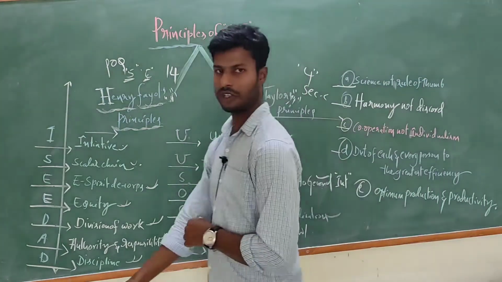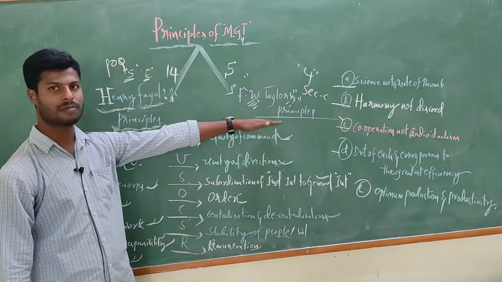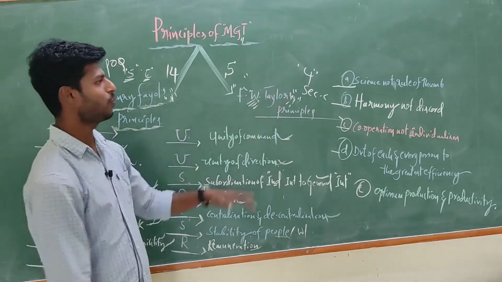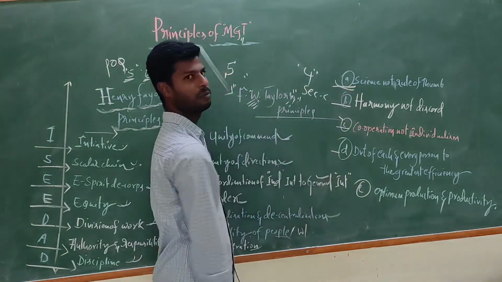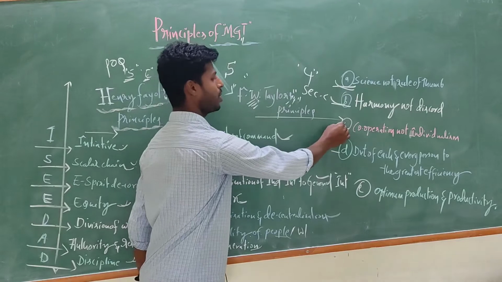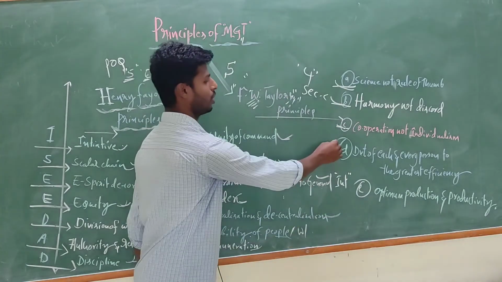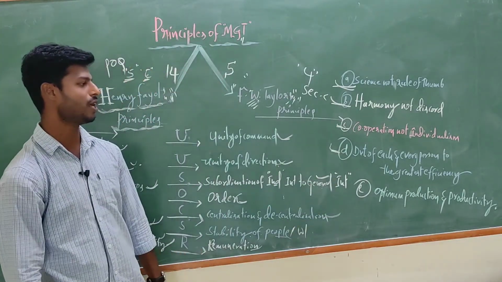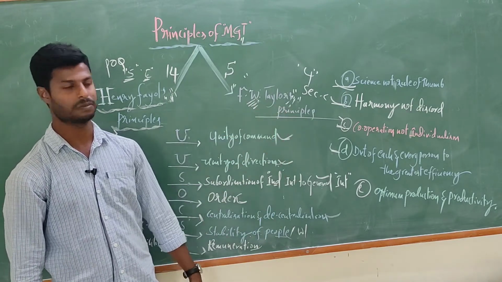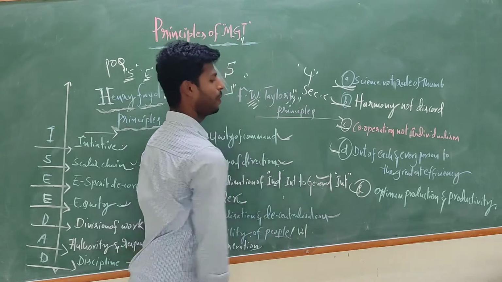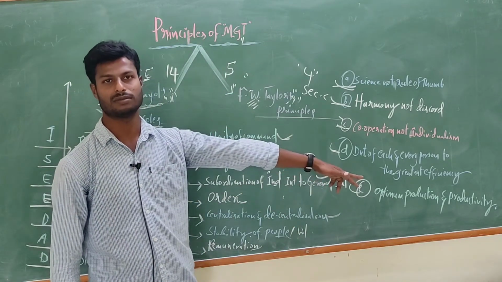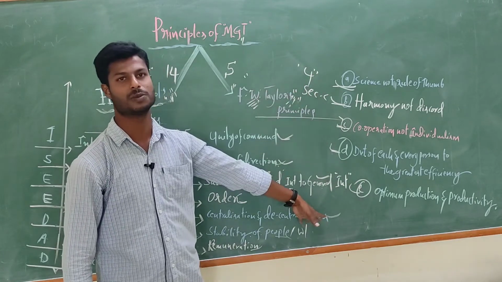Let's go towards F.W. Taylor's principles, the scientific principles. There are 5 scientific principles. First one is science, not rule of thumb. Harmony, not discord. Cooperation, not individualism. Development of each and every person to their highest efficiency. Last one, optimum production, meaning maximum production and productivity. So these are the 5 scientific principles.